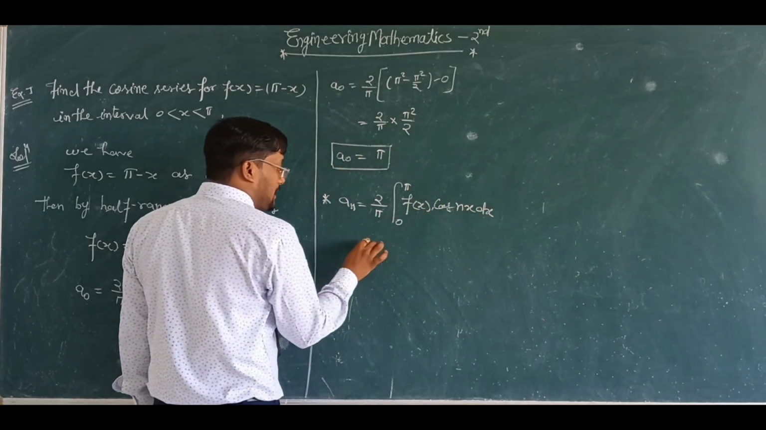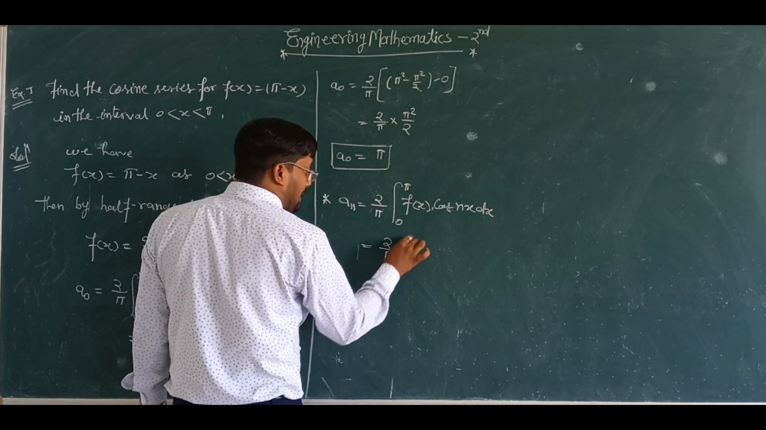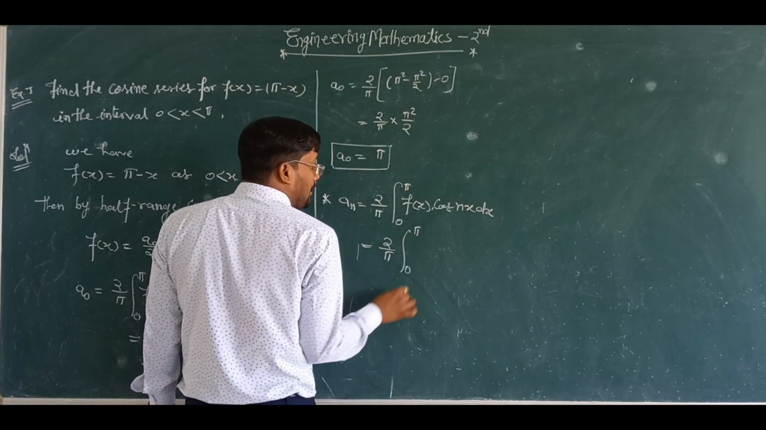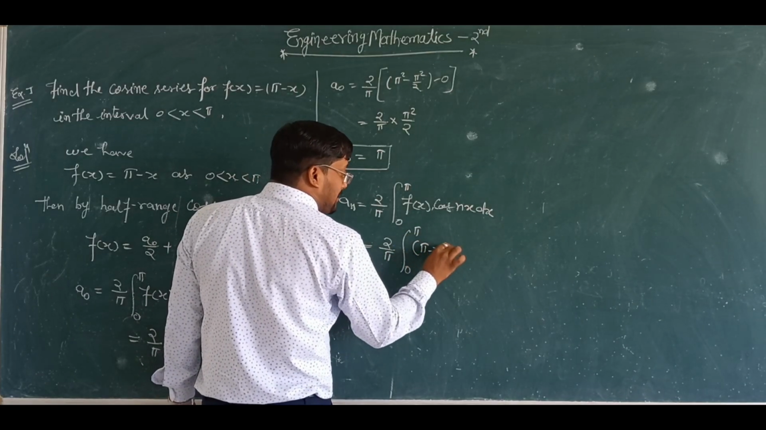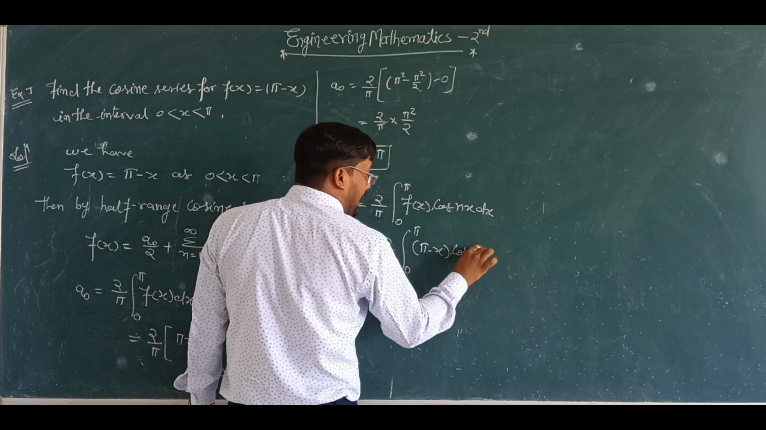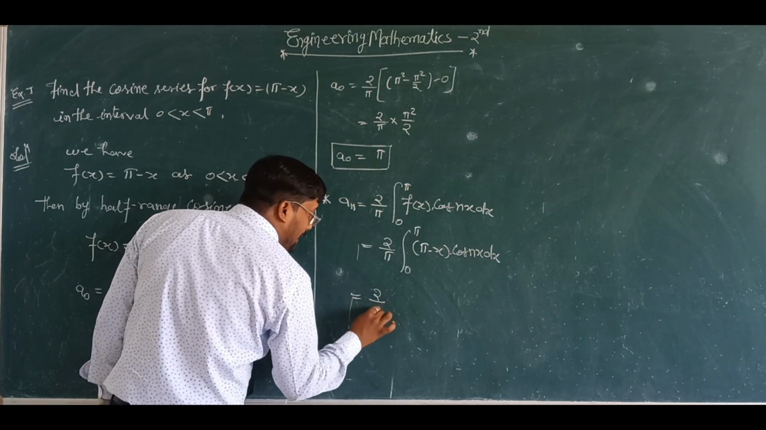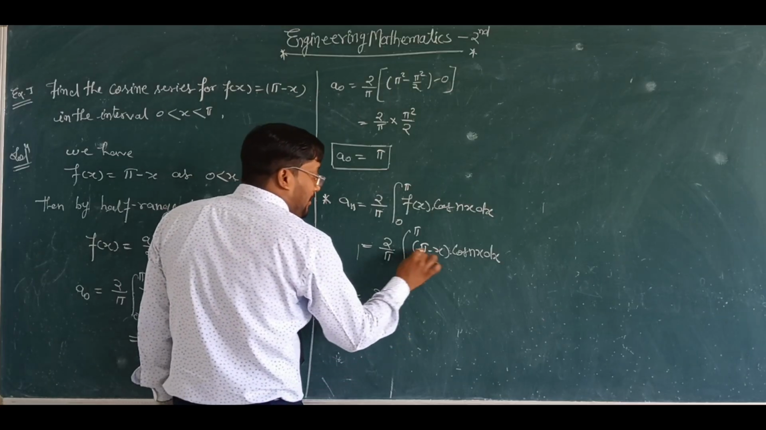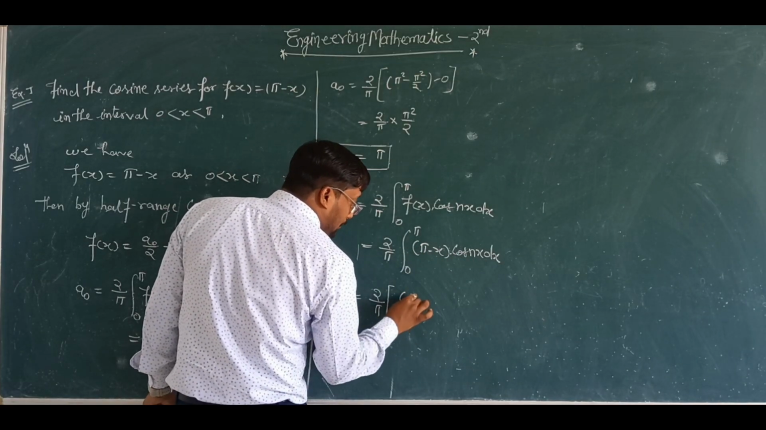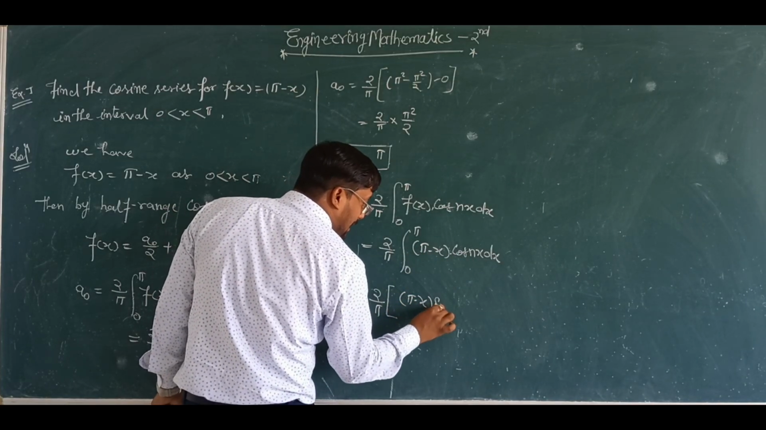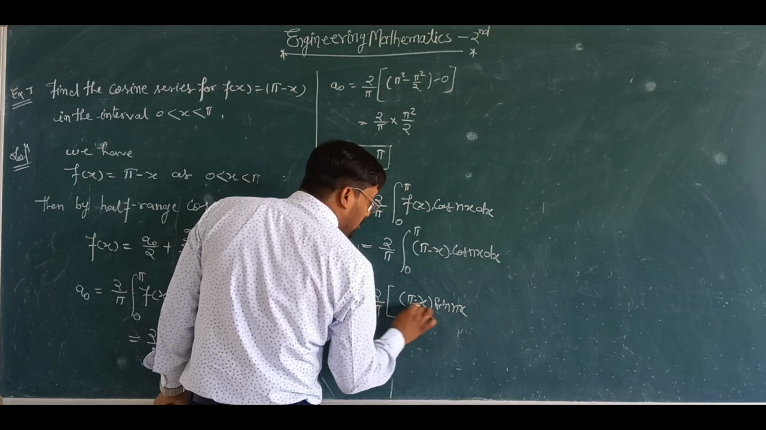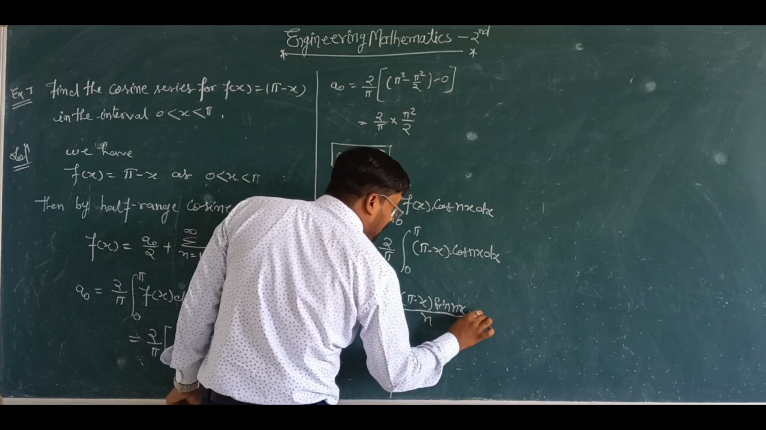Now put the value of this. You can write 2 upon pi integration 0 to pi (pi minus x) into cos nx dx. Now integrate this function. You can write 2 upon pi bracket. First of all, you can integrate this function. You can write (pi minus x) into sine nx, total upon n, minus.